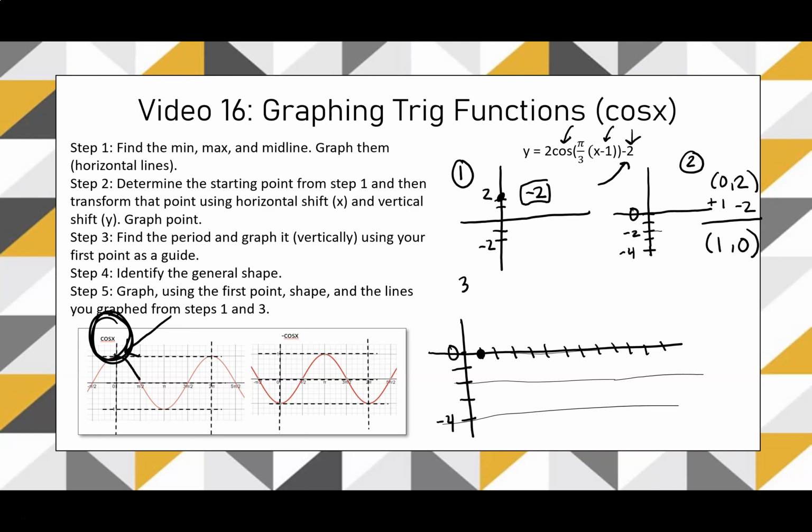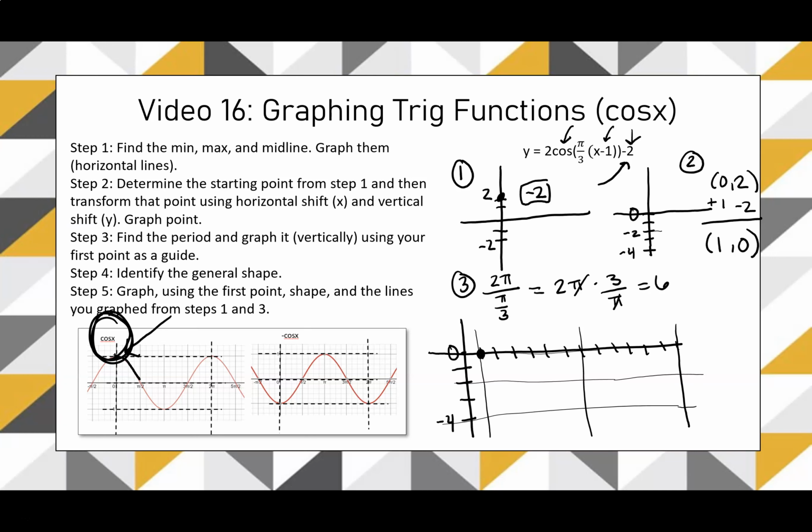Okay, step 3 is going to be to find the period, which in this case is going to be 2π divided by π/3, which becomes 2π times 3 over π. The π's cancel, and I'm left with 6. So I'm going to go ahead and mark that as my period. 1, 2, 3, 4, 5, 6. Just like that.